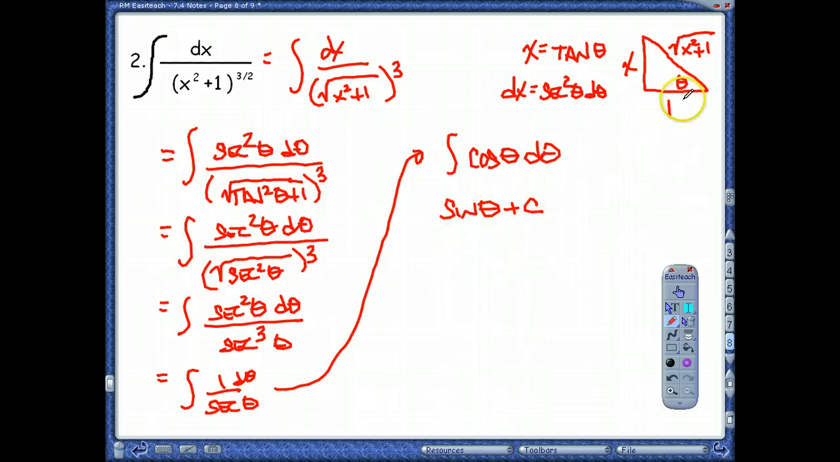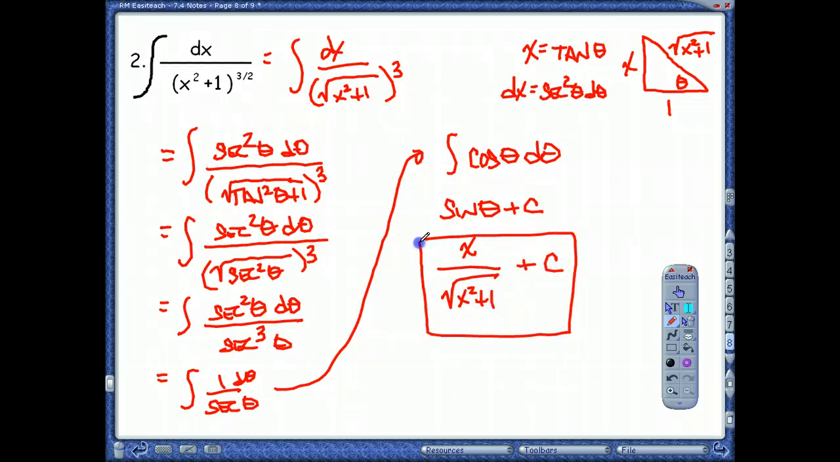So I look over here at my trusty little triangle here, sine of theta. Sine is opposite over hypotenuse, so I will make that substitution. I don't have to rationalize or anything along those lines. So yay! All right. Okay, let's look at our last example.